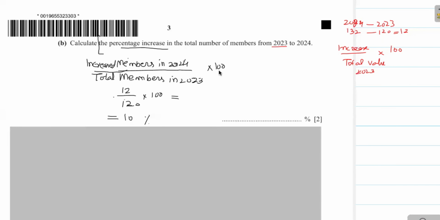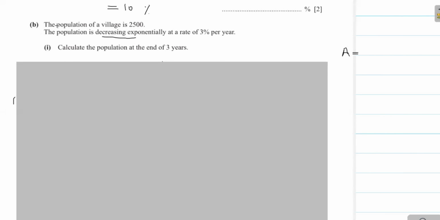Now the next question. Part B, the population of a village is 2,500. The population is decreasing exponentially at a rate of 3% per year. Calculate the population at the end of 3 years.